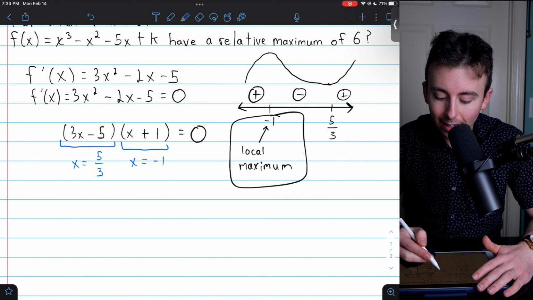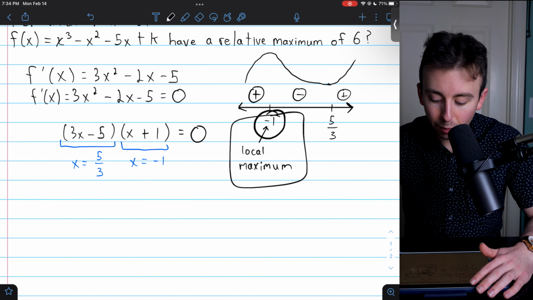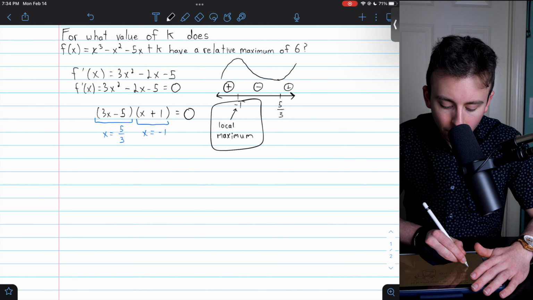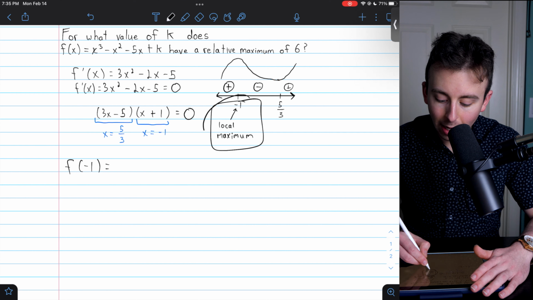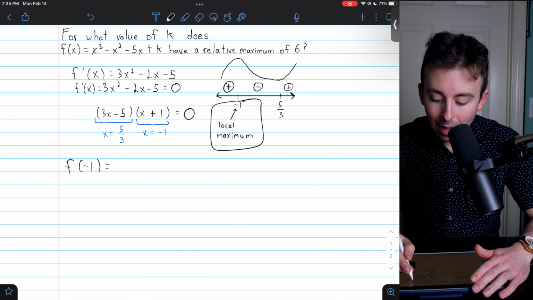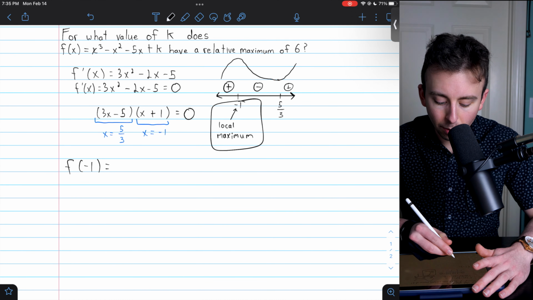Well, we know what that is. It's 6. That's the whole idea. We need the local maximum to be 6. So if we plug negative 1 into our function, it should equal 6. And with that, we can solve for k. So let's go ahead and zoom out again here. What we know now is that if we plug negative 1 into our function, we just figured out that's the local maximum. That's where the local maximum is. And so it's going to have to equal 6. So let's plug negative 1 into the function.